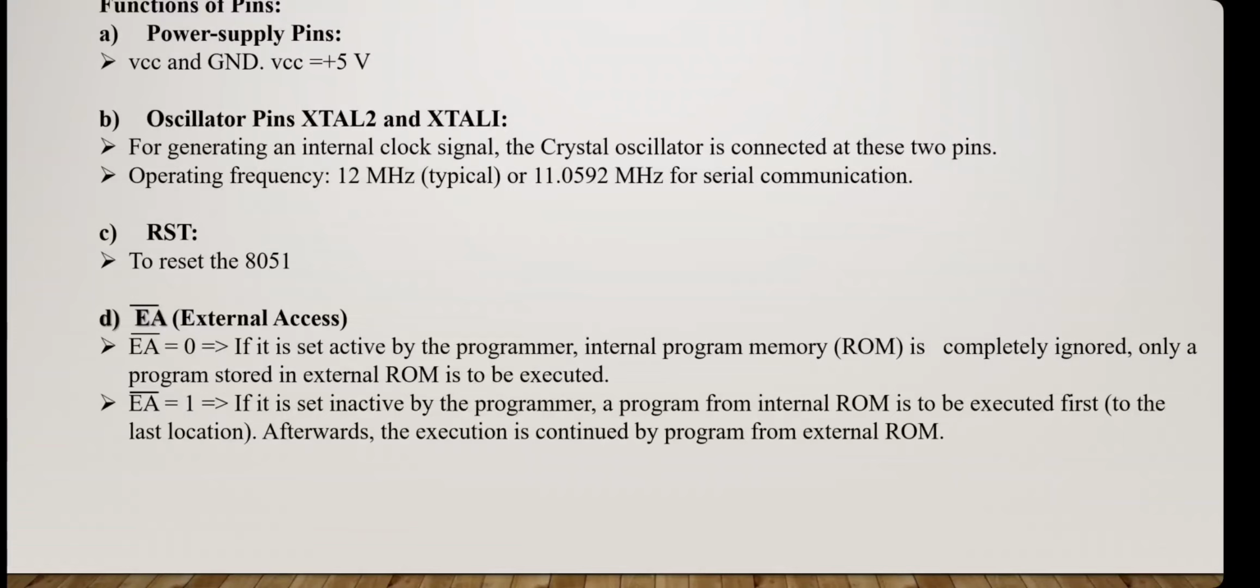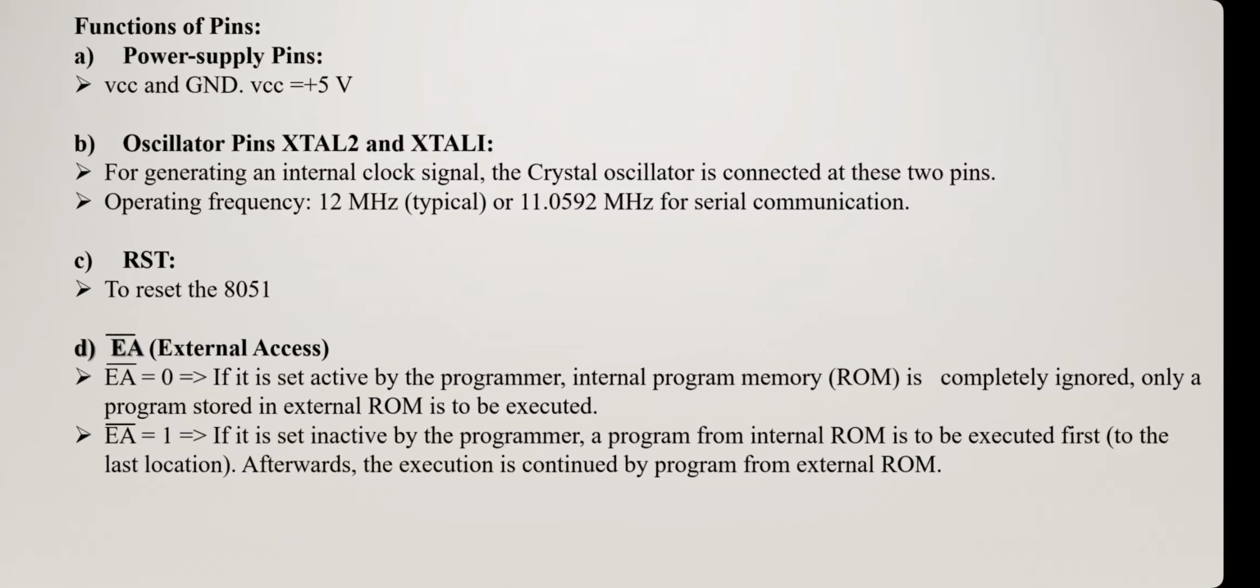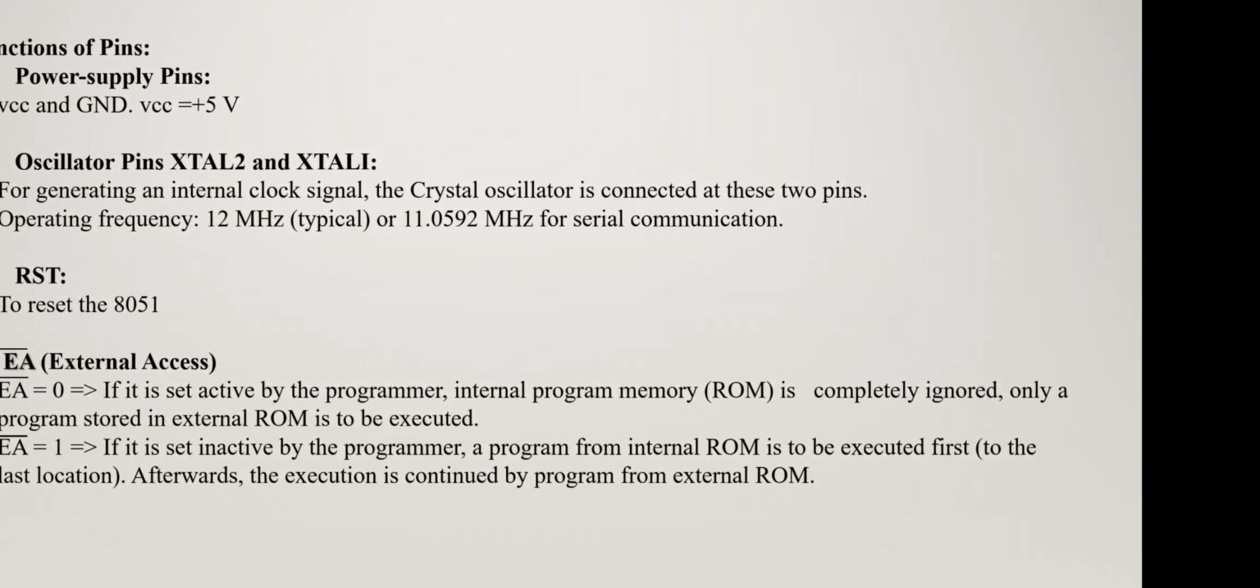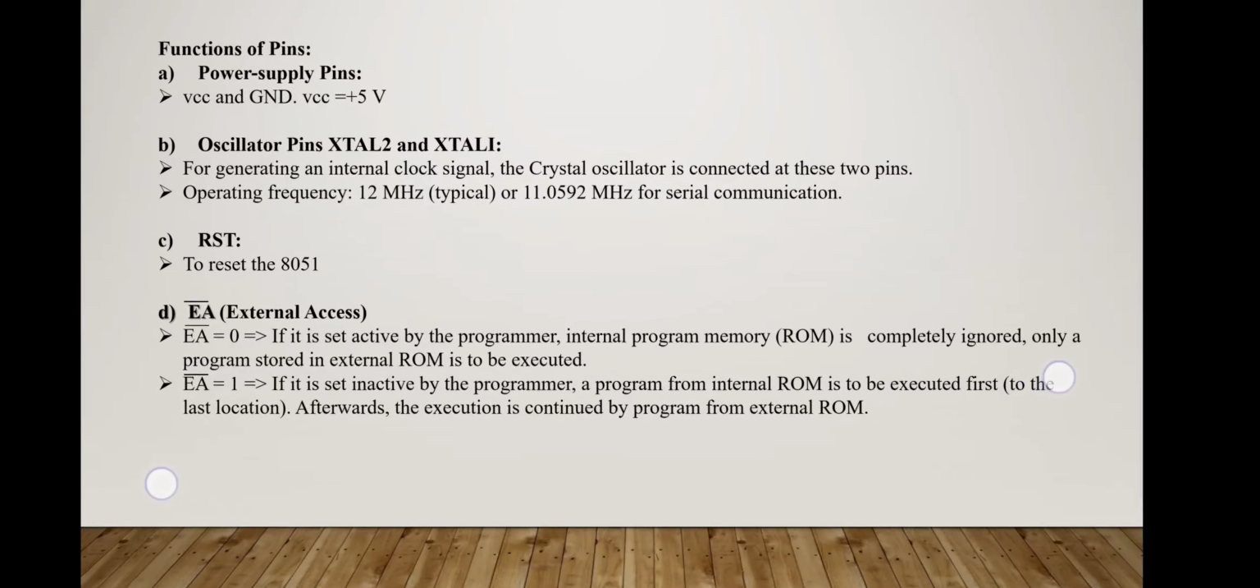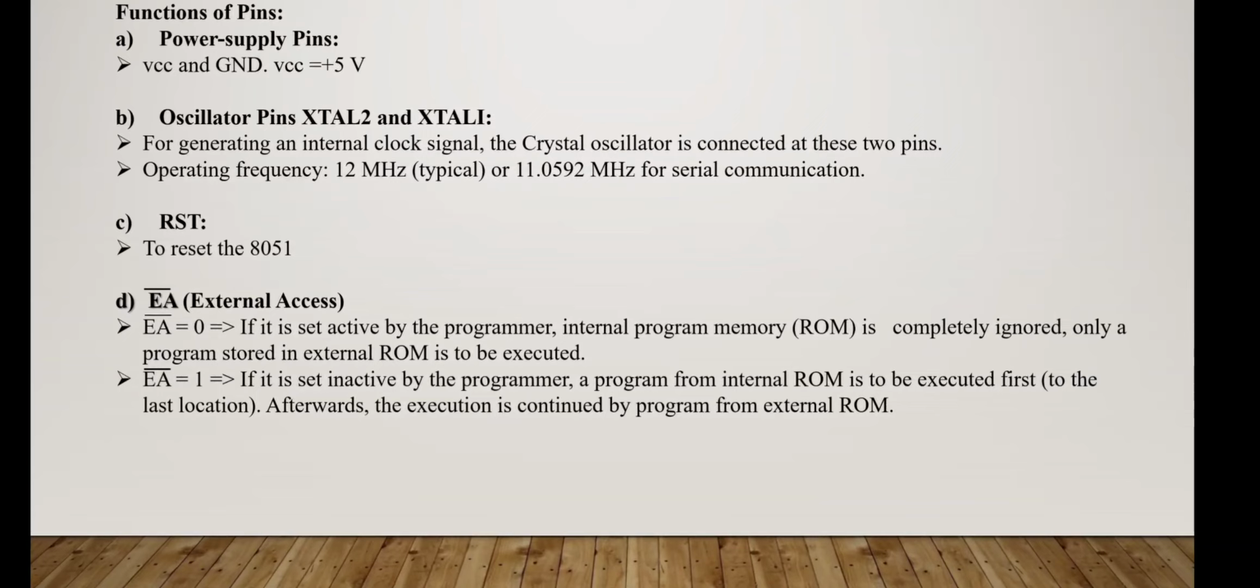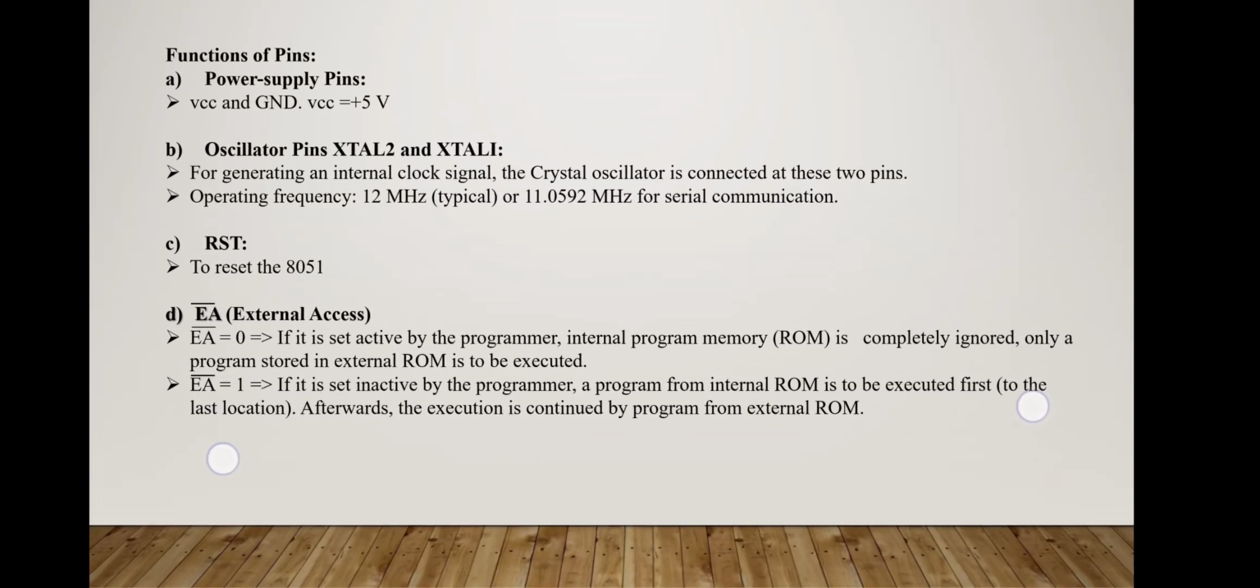Then if EA bar equal to 1, this pin is inactive by the programmer, that is, here we are only using the internal ROM for data storage purposes, etc. After the usage of internal ROM, we are using external ROM. Okay, EA bar pin is an active low pin. So if it is active, that is EA bar equal to 0, at that time we are using external ROM. If it is inactive, that is EA bar equal to 1, then we are using internal ROM.